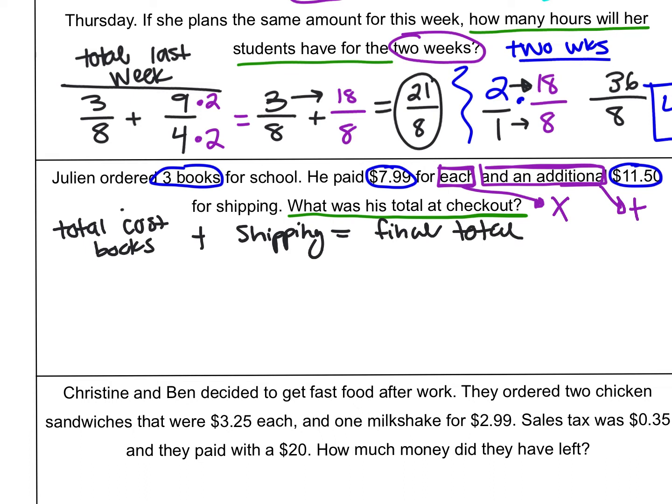So to get the cost of my books, we're going to do the 3 books times how much each of them are, $7.99.